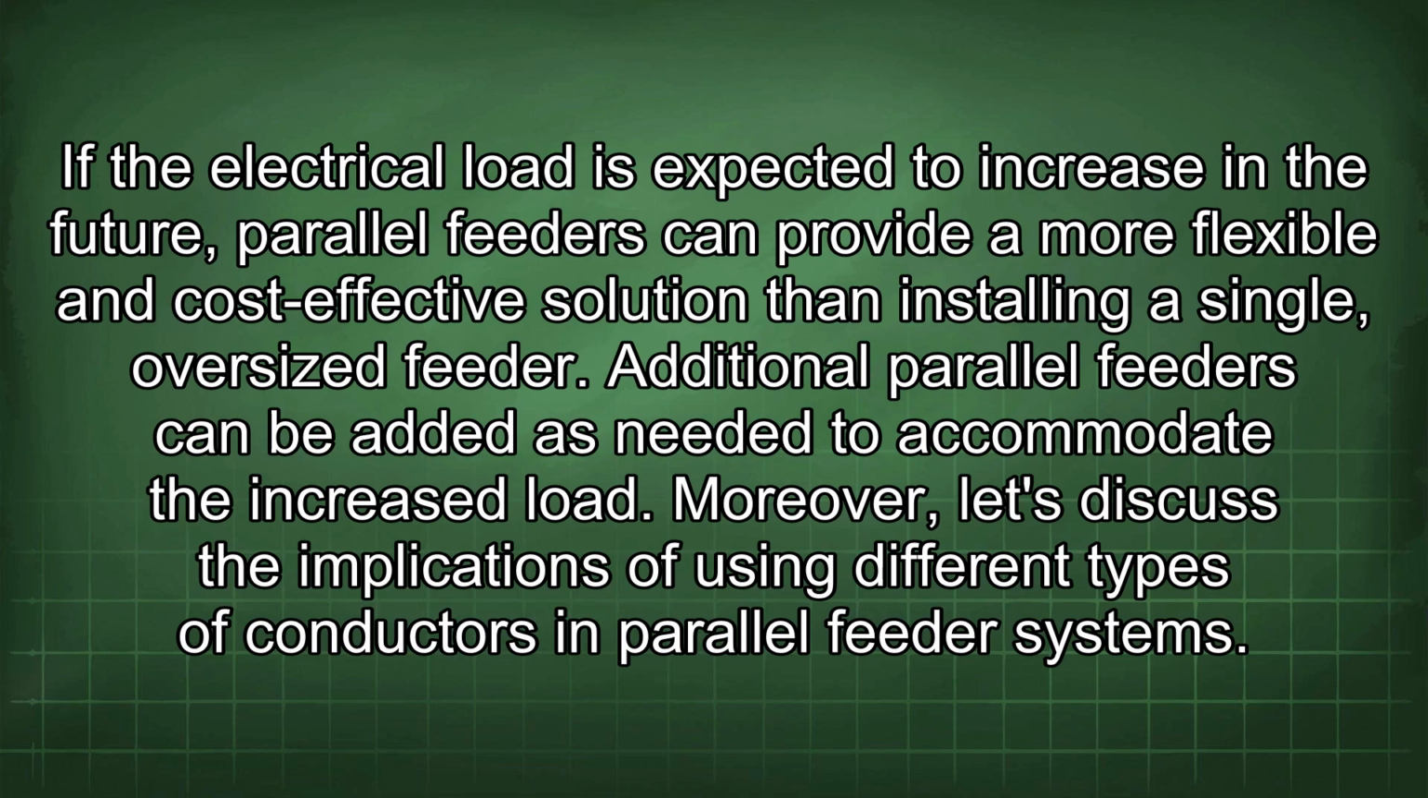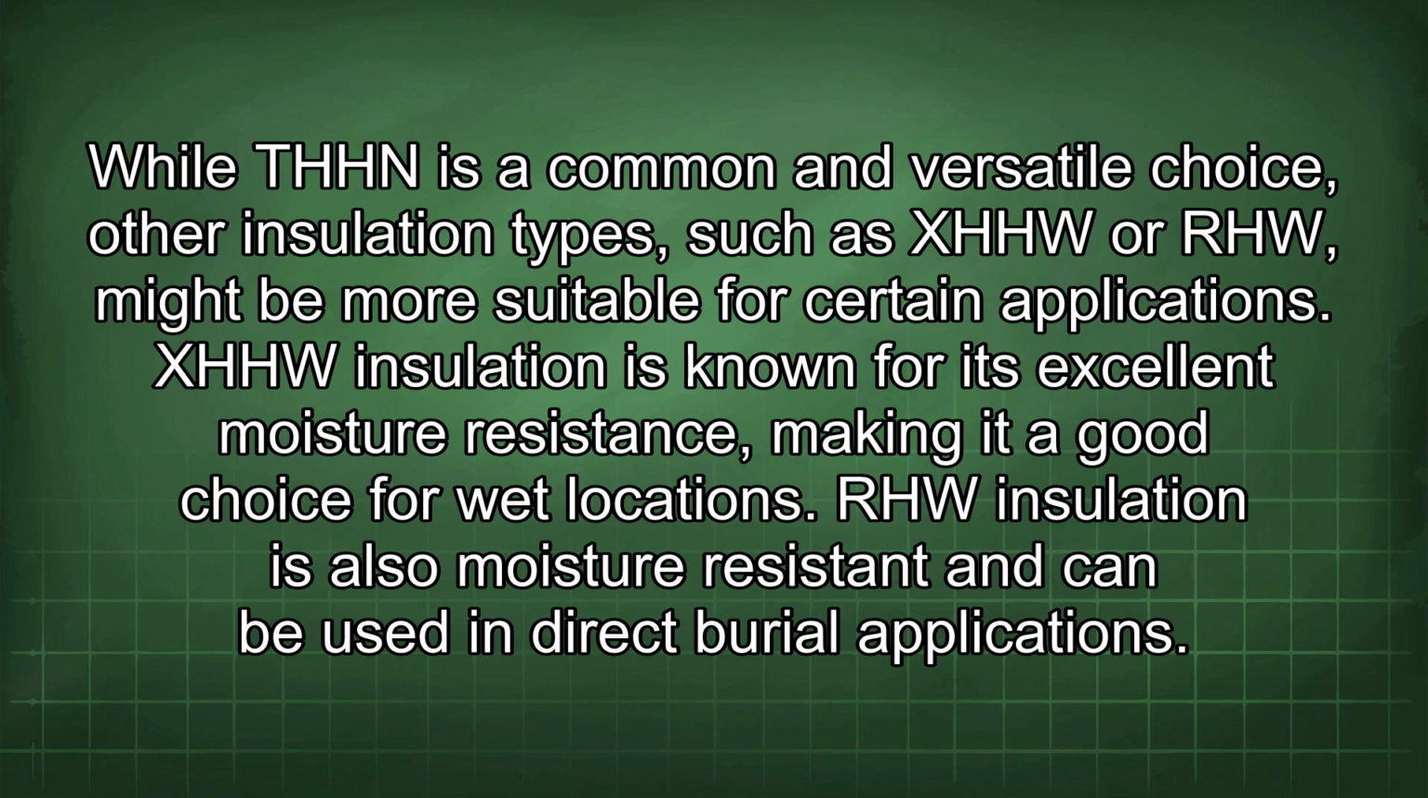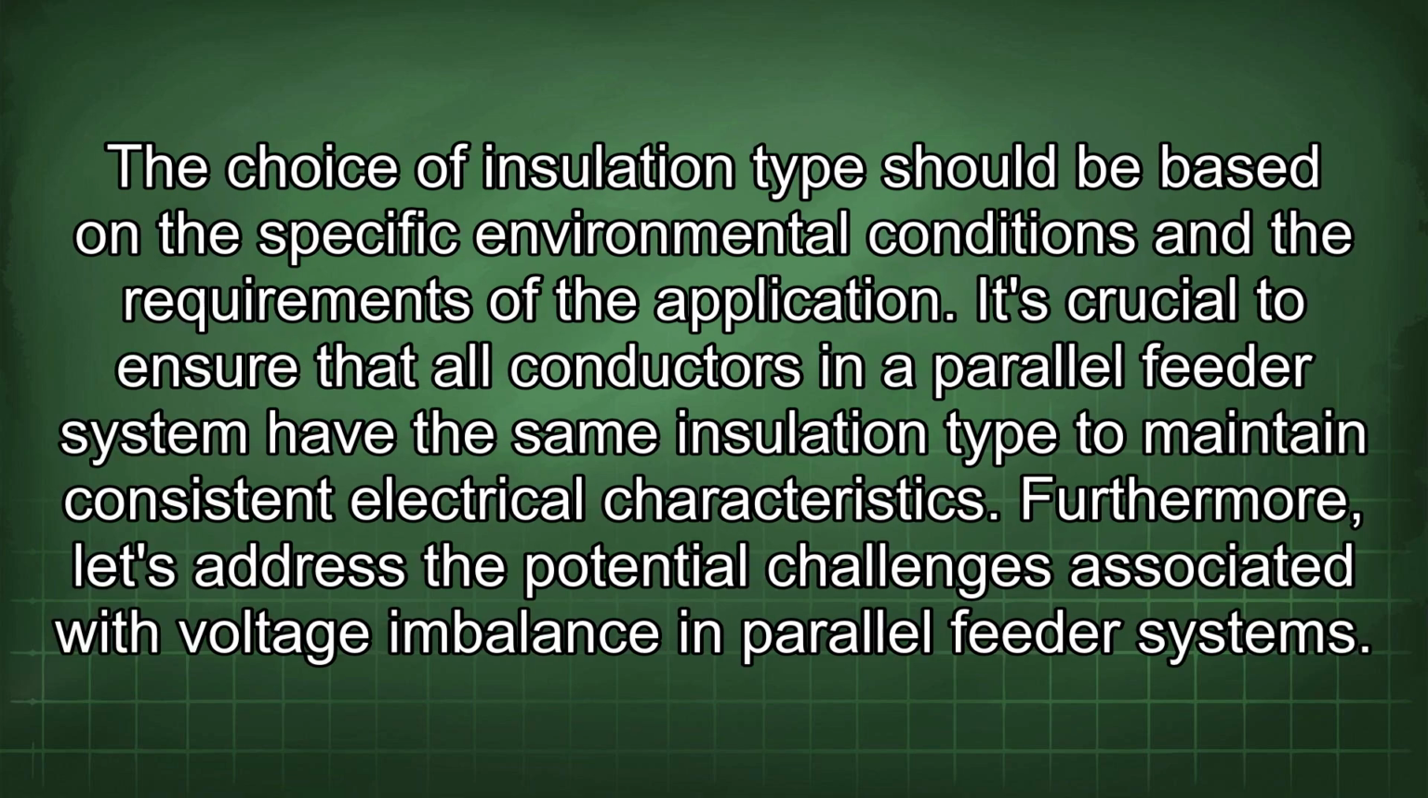Moreover, let's discuss the implications of using different types of conductors in parallel feeder systems. While THHN is a common and versatile choice, other insulation types, such as XHHW or RHW, might be more suitable for certain applications. XHHW insulation is known for its excellent moisture resistance, making it a good choice for wet locations. RHW insulation is also moisture resistant and can be used in direct burial applications.